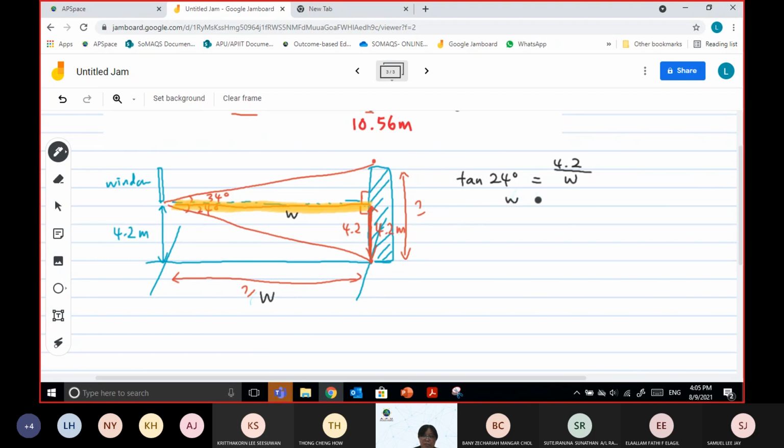So I can solve W equals 4.2 over tangent 24 degrees. So that means I will get 9 point... What is your answer, students? 9.43. Okay, so 9.43 meter. So I get W, the width of the road, as 9.43.